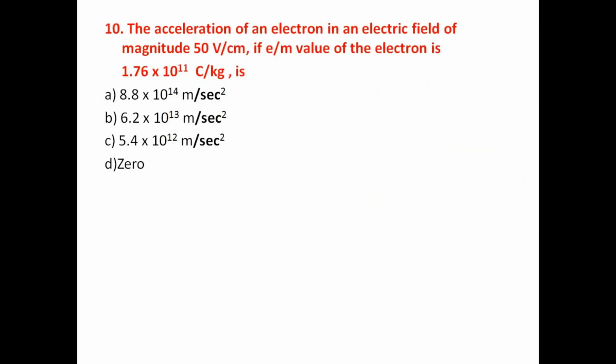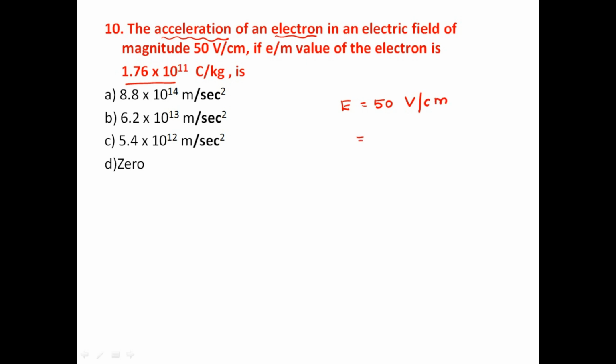Question number 10, that is the last question for today. Acceleration of an electron in an electric field of magnitude 50 volt per centimeter, if e by m value of electron is 1.76 into 10 to the power of 11 coulomb per kg, is. So what is given in the question? We have to write: acceleration needs to be calculated. Acceleration of an electron. Electric field here is 50 volt per centimeter.